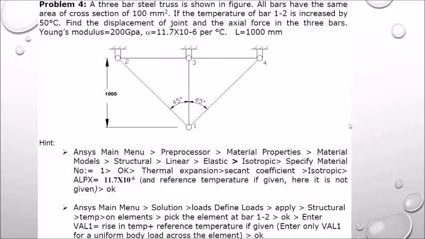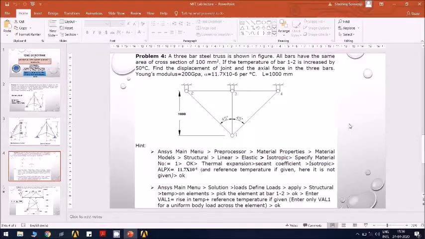And the problem says the temperature is increased for link 1, 2, that is why it expands and it imposes forces on the other two links. So we have to obtain the thermal deformations and stresses. To account for thermal expansions, we need to include the alpha value, the linear expansion coefficient, in the material model, and we have to apply the temperature change in the load. So we'll try to solve this now.